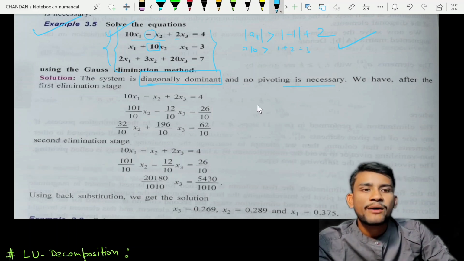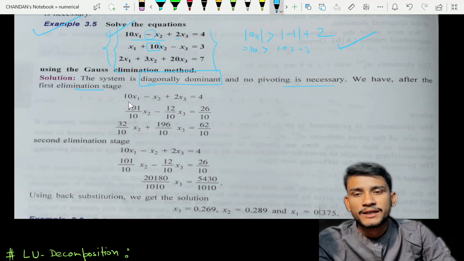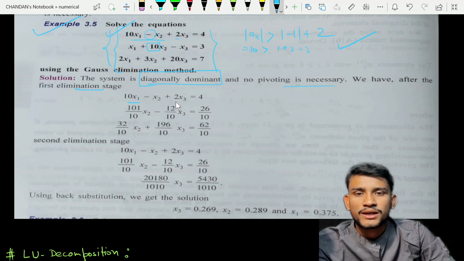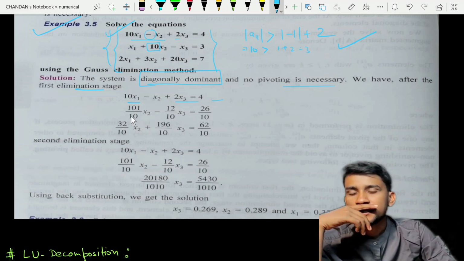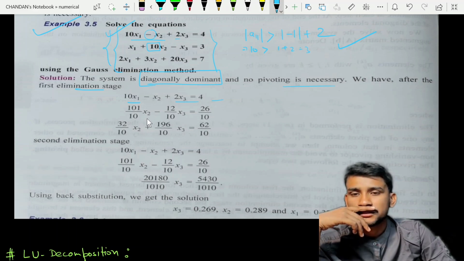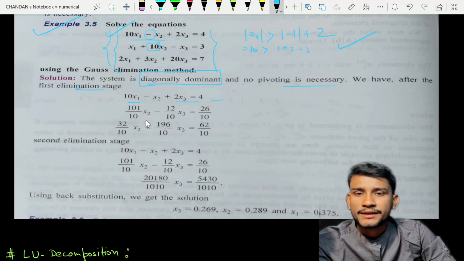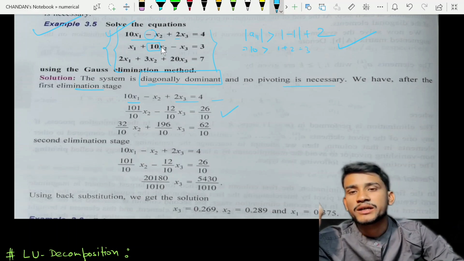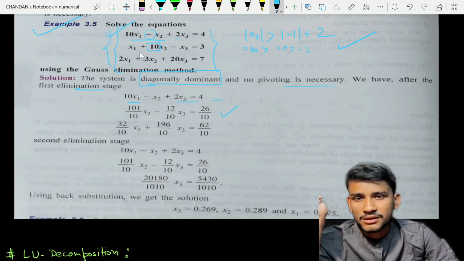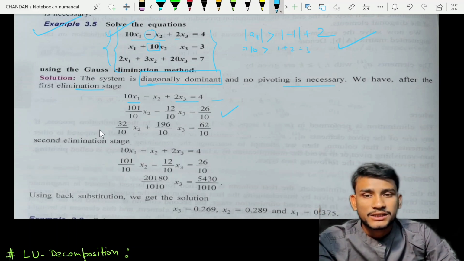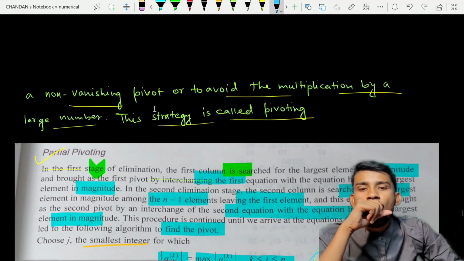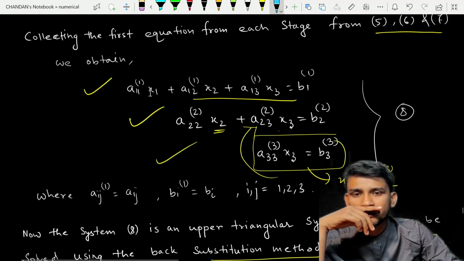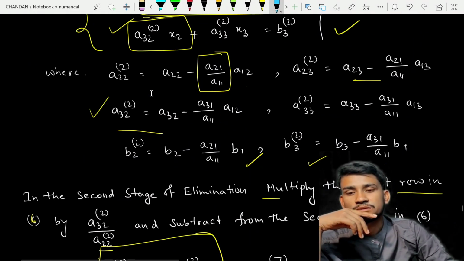After the first elimination stage, we get 10x1 minus x2 plus 2x3 is equal to 4. Then 101 by 10 x2 minus 12 by 10 x3 is equal to 26 upon 10. That is, we need to convert this system into an upper triangular system, step by step. And then in the second stage, we multiplied by these terms.